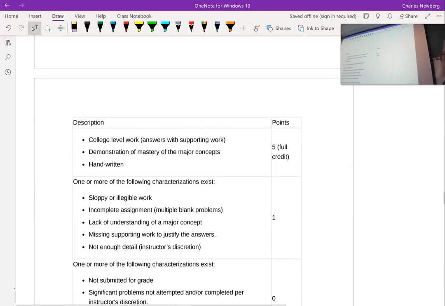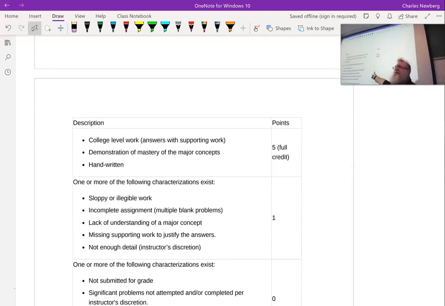So, okay, then you can get a 1 out of 5. So what's a 1 out of 5? Sloppy or illegible work. Now, sloppy and illegible has to be really sloppy, really illegible. I've been doing this for a long time. I can read a lot of handwriting. Incomplete assignment. That's not, oh, I got stuck on this problem and didn't finish it. That's like, I assigned 5 problems and you did like 1 out of 5 or 1 out of 7. You missed a big chunk of that. That will get you a 1.